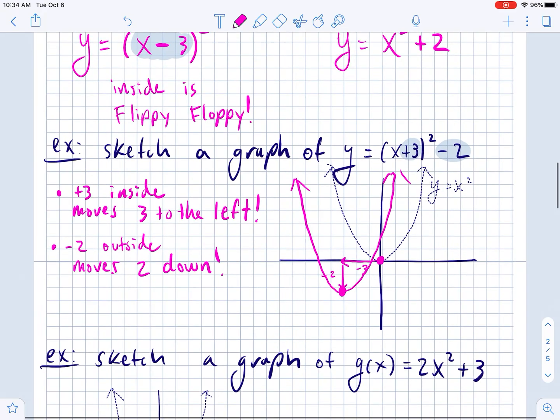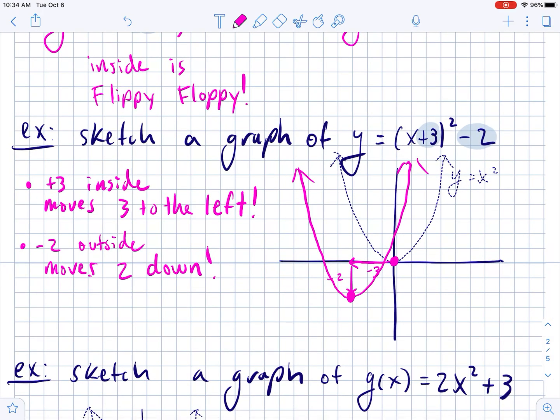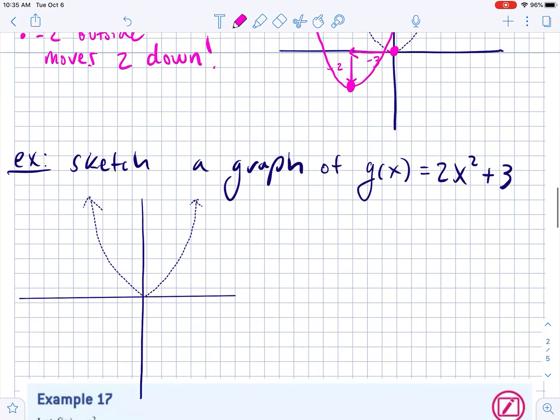Don't worry too much about your x-intercepts being spot on. That'll come later. Right now I'm just more concerned with, does it open up the right way or open down? Does it shift left and right and up, down the right amount? That's all I'm concerned about.